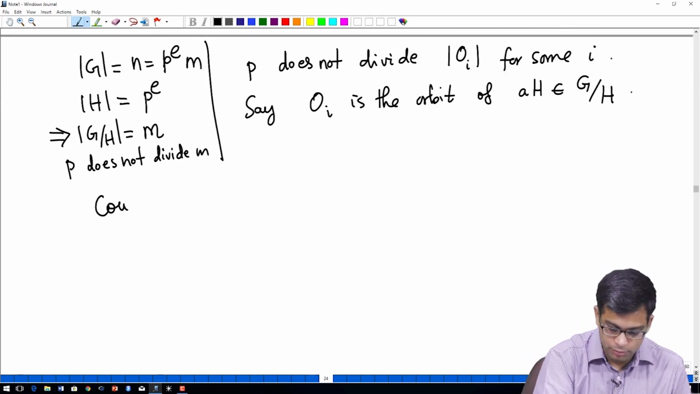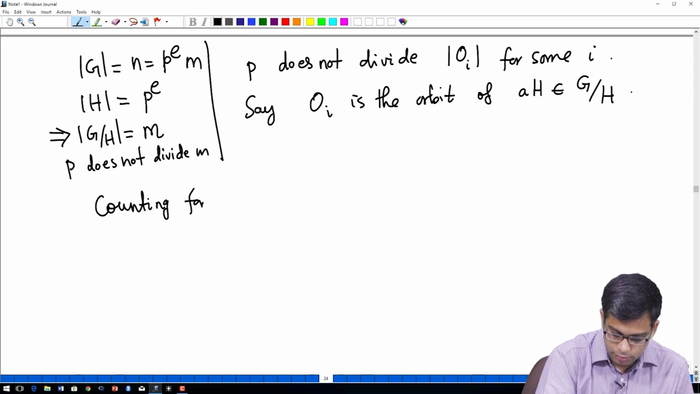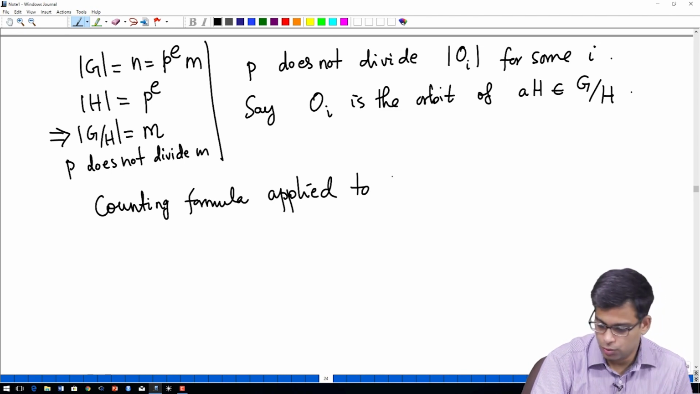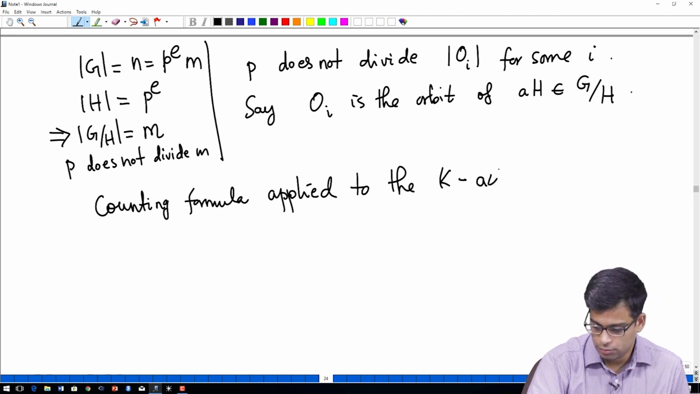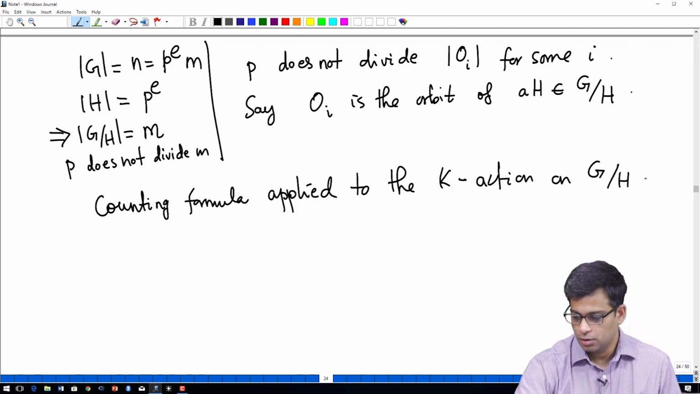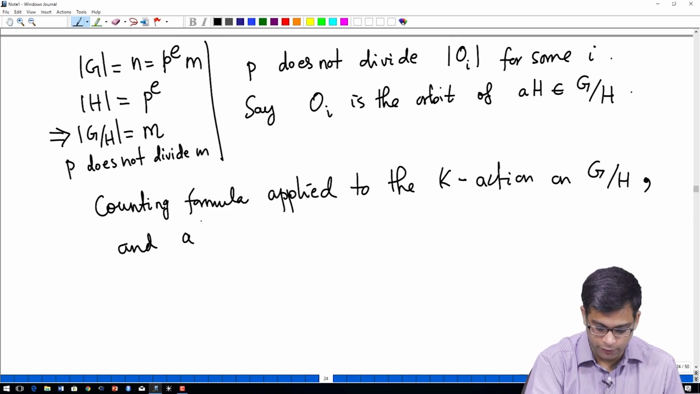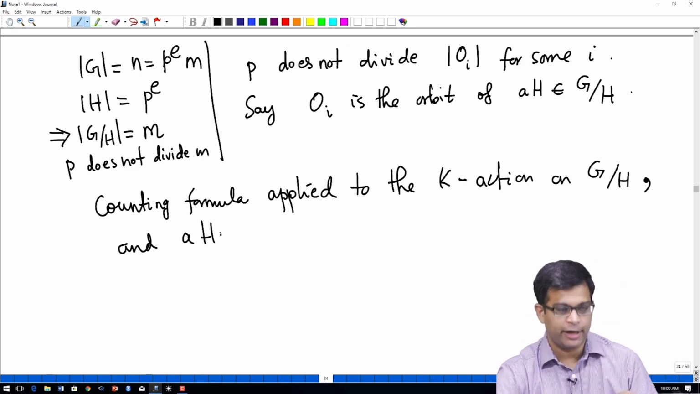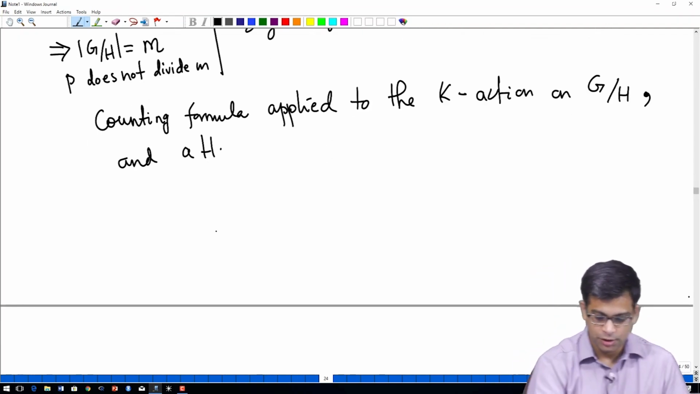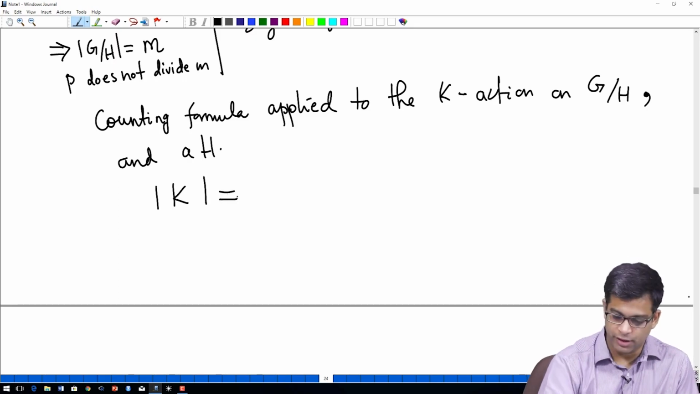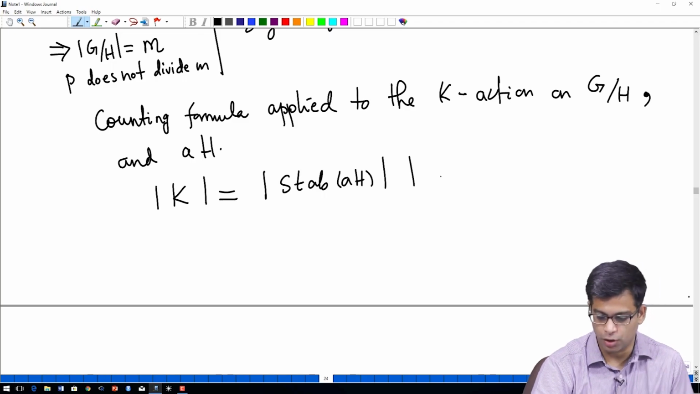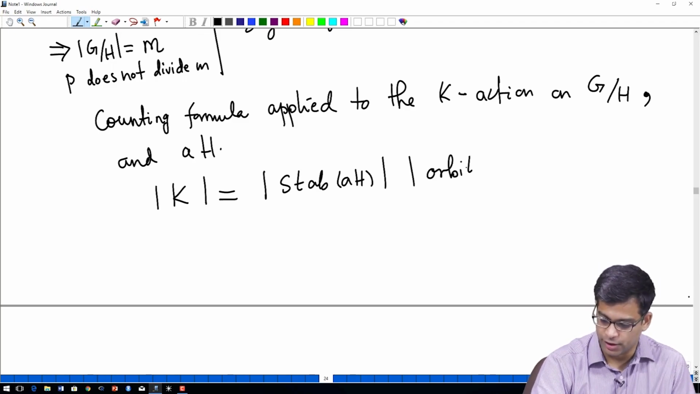Now, the counting formula applied to the K action on G mod H. What does the counting formula say for this particular element? The counting formula, remember, is applied to a specific element of the set, which I am taking to be aH. So, it says that the order of K is equal to the order of the stabilizer of aH times the order of the orbit of aH.